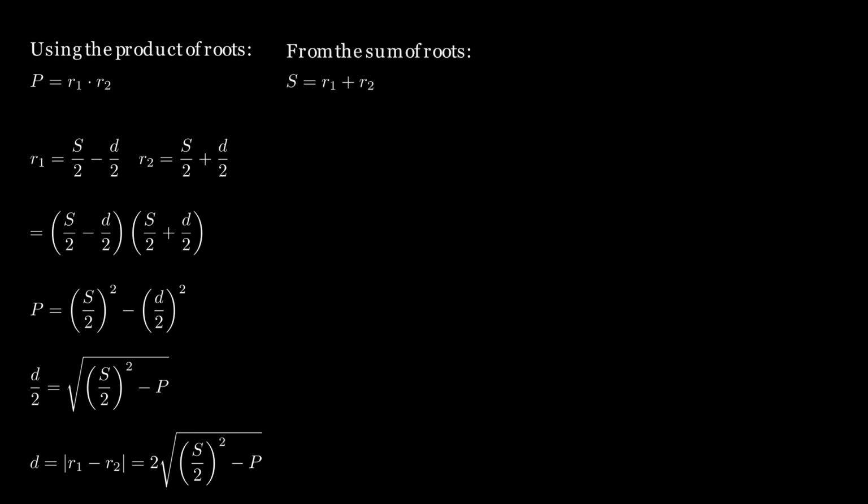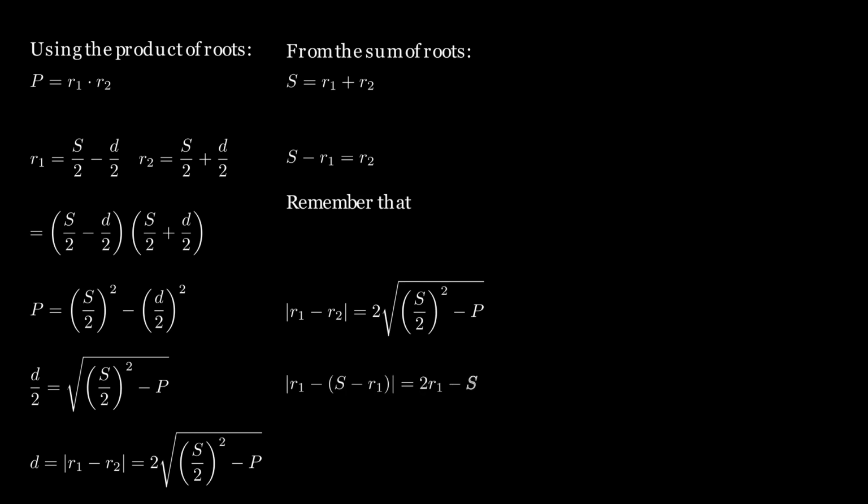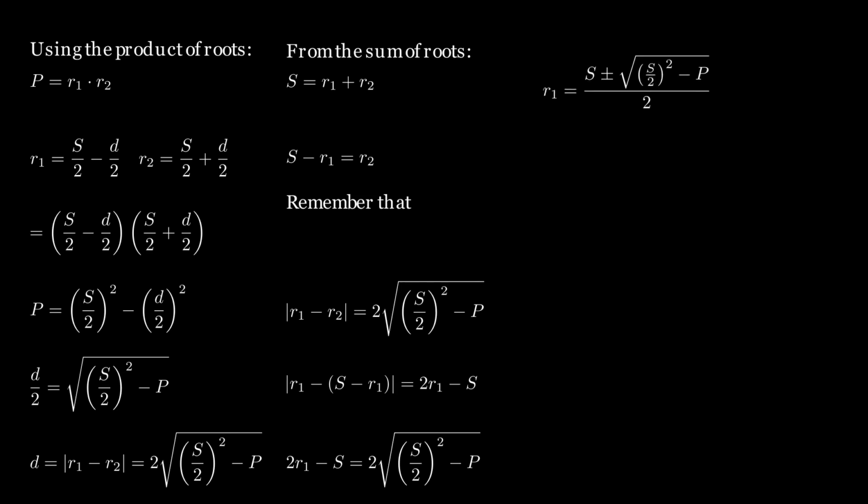The sum of the roots is denoted by s. Rewriting the sum to express r2 in terms of r1. Remember that the distance between the roots is twice the square root of (s/2) squared minus p. Now we substitute r2 with s minus r1. Simplifying the equation and solving for r1 gives the formula for the roots.